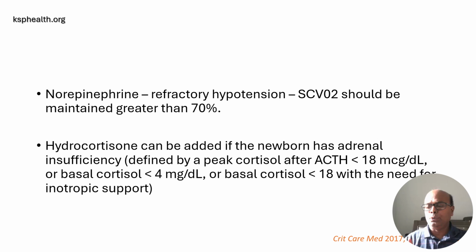If the patient did not respond to dopamine, dobutamine, epinephrine, then the next line of treatment is norepinephrine for refractory hypotension to maintain a ScvO2 more than 70%. Hydrocortisone can be added for catecholamine resistant shock and also for adrenal insufficiency, defined by peak cortisol level after ACTH less than 18, or basal cortisol less than 4, or basal cortisol less than 18 with the need for inotropic support. So in those conditions, hydrocortisone can be used as an adjuvant.